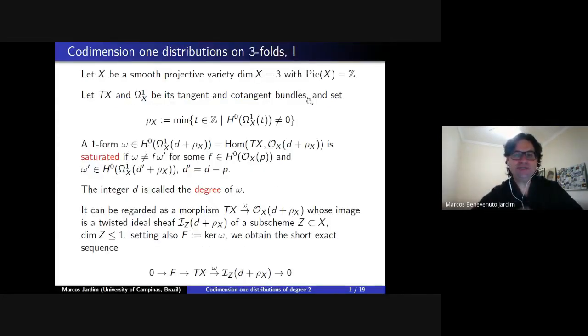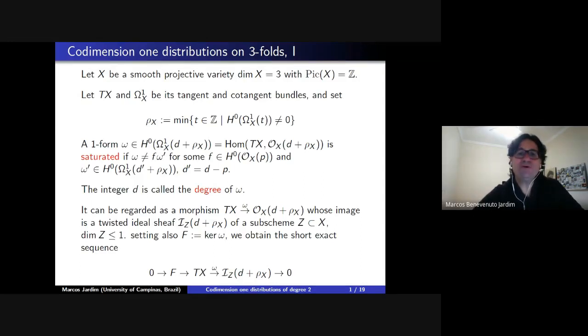So let me try to make a setup of the problem in a broader framework. I'll take a smooth projective variety X of dimension 3, with a cyclic Picard group. T_X and Omega^1 will denote the tangent and cotangent bundles, and I'm going to set this number there, the minimum twist of the cotangent bundle so that it has a global section. This number I'm going to call rho_X. For instance, this rho is equal to 2 when X is the projective space.